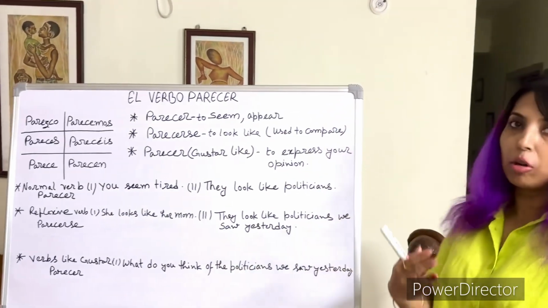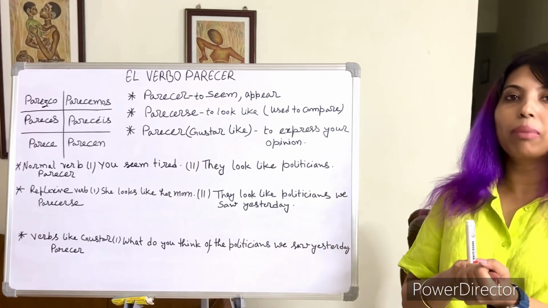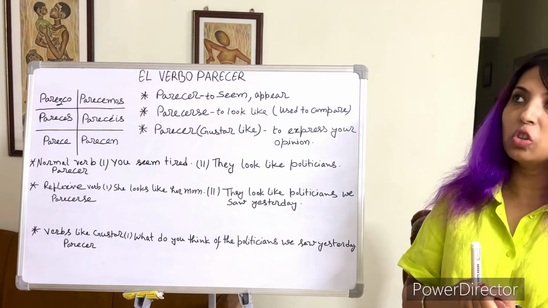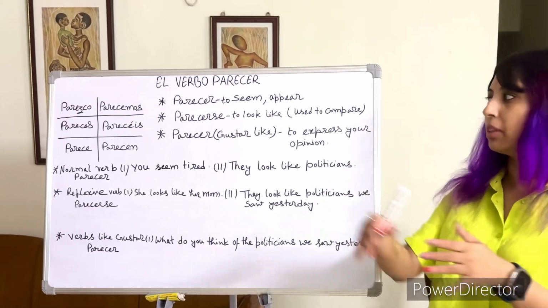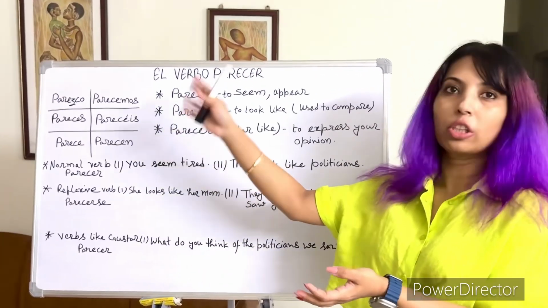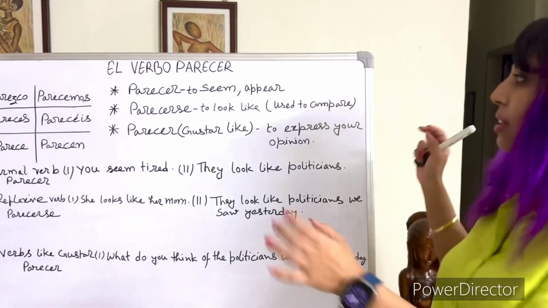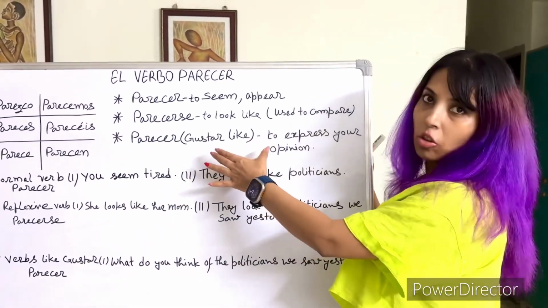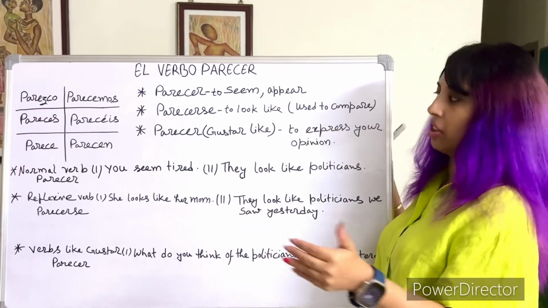Like I have already told you guys by now, Spanish verbs have basic structures. You can use a Spanish verb as a normal AR, IR, ER ending verb, with a subject pronoun and the conjugation as per the subject pronoun. So that would be the normal structure.